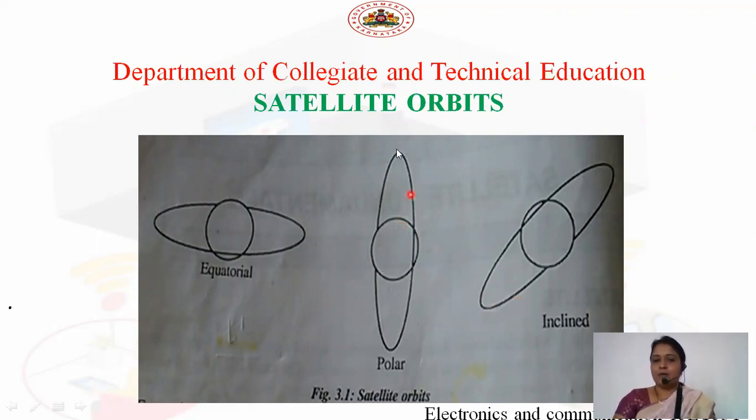Similarly, inclined: it is not fully vertical or fully horizontal. It has some angle of inclination. It is called the inclined orbit. Again, in the inclined, if it is circular in shape, it is inclined circular. If it is elliptical, it is inclined elliptical. These are the different orbit shapes.